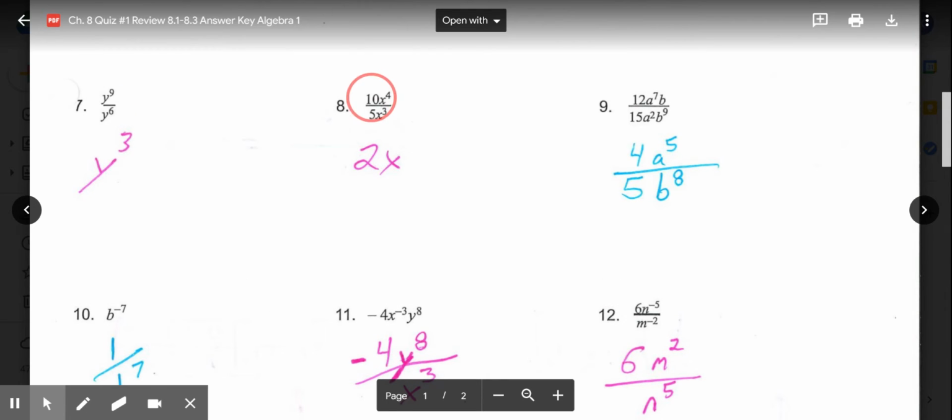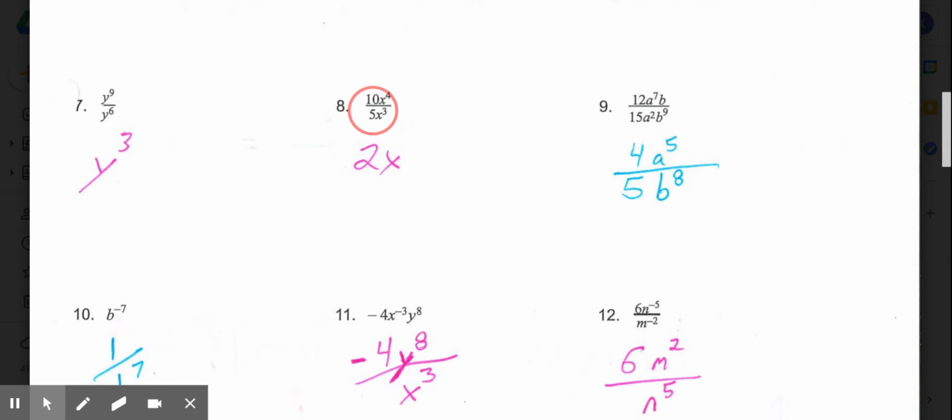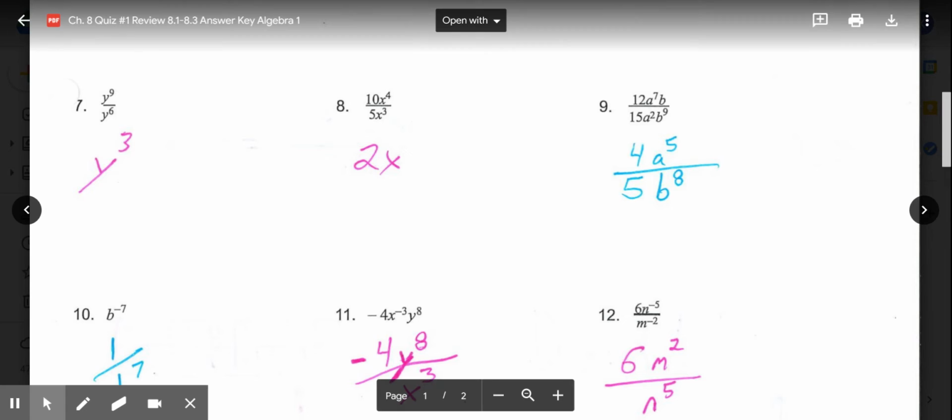In 8, 10x to the 4th divided by 5x to the 3rd, 10 divided by 5 gives us a 2. X to the 4th over x to the 3rd, 4 minus 3 is 1. So that just leaves us with x to the 1st power. So our final answer is 2x.